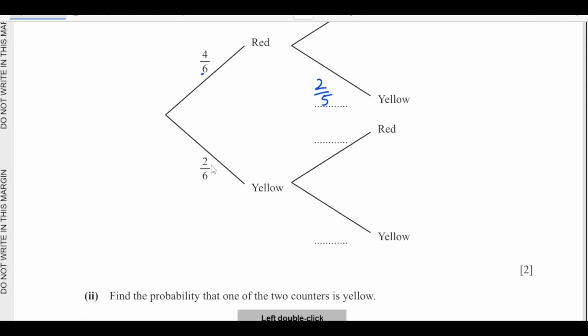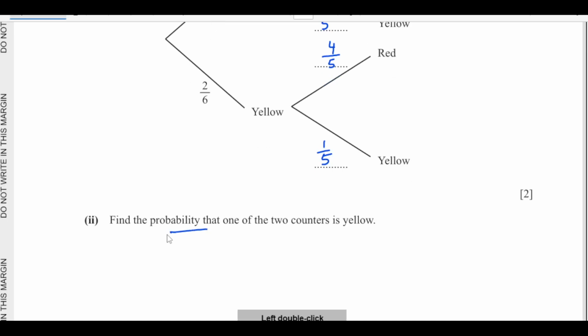Once there are 2 yellow out of 6, then the outcome is out of 5 now. So red are 4. So here the yellow is going to be 1/5. So now 1 is gone out of 2, so we are left with 1 only.